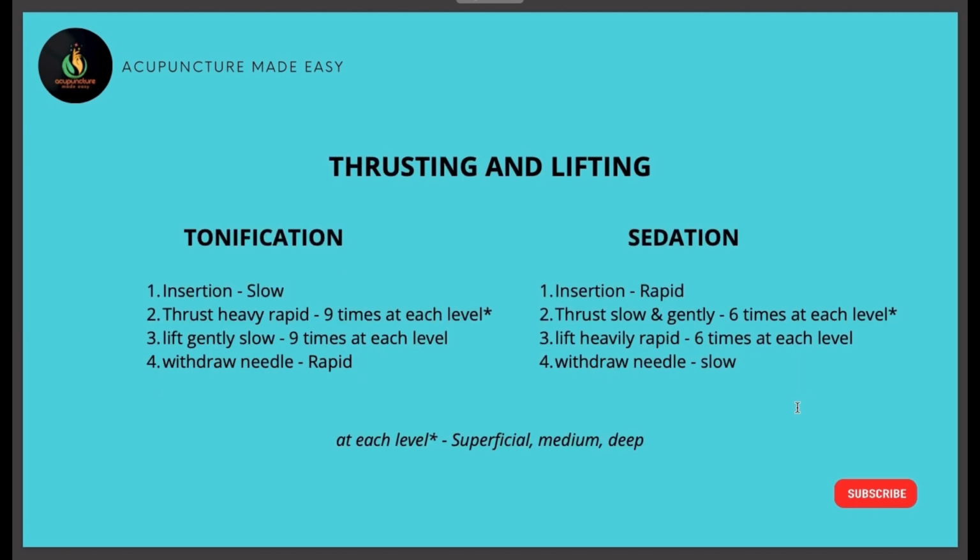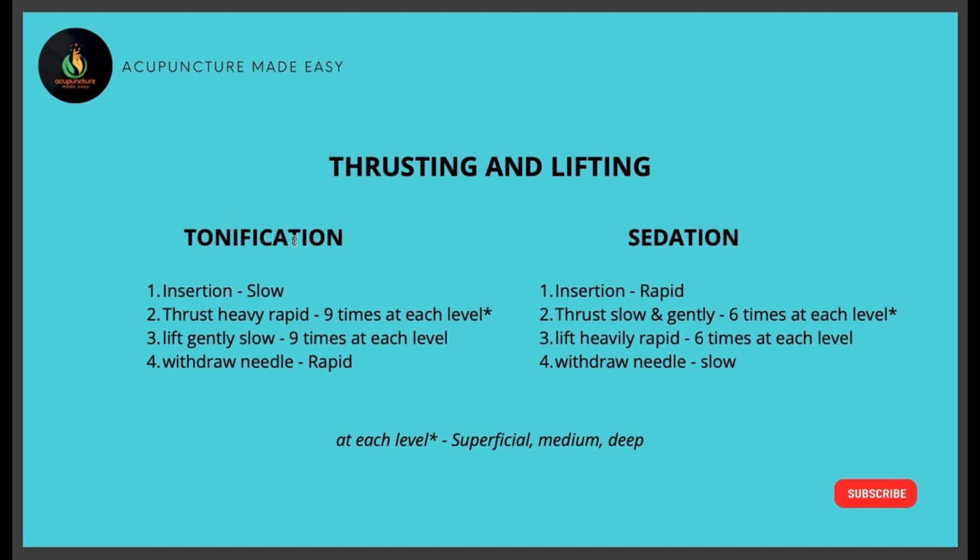So the last method is thrusting and lifting. This is nothing but the way you insert the needle and the way you lift the needle, and at each time how many times you have to thrust, with what force you have to apply the thrust, and how you can remove it, the withdrawal of the needle. This combination of three different types of tonification and sedation techniques will give you the thrusting and lifting kind of tonification and sedation methods.